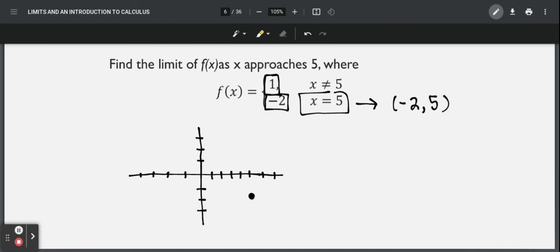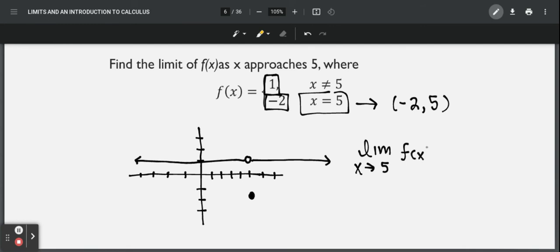So if we plot the point (5, -2), that's that second part. The first part says y is always going to be 1 except for at that point. So at that point up here, you're going to have a hole in your graph. And then otherwise, your y value is going to be 1. So it's going to be this horizontal line. And the question is, what is the limit as x approaches 5 of the function?